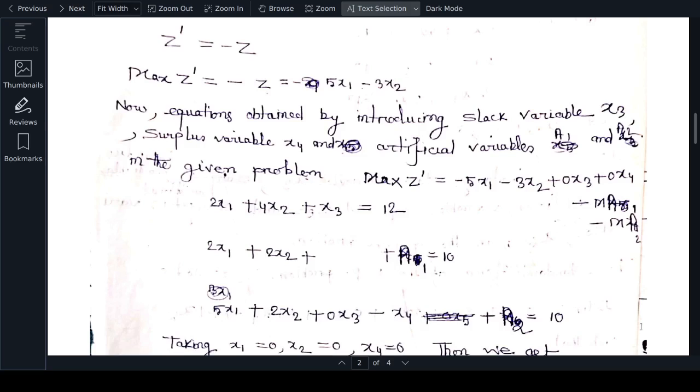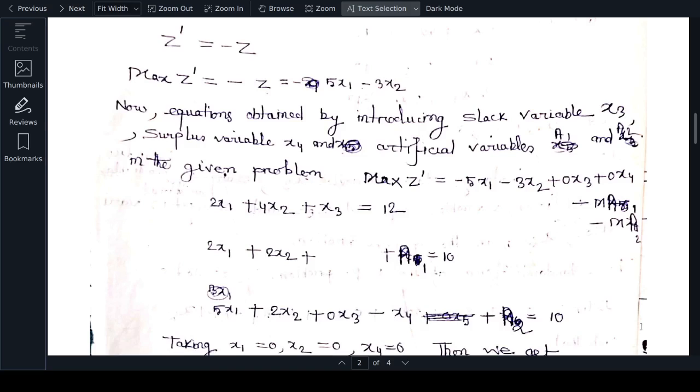Okay, in the given problem, then make z dash equal to minus 5x1 minus 3x2. Okay, and later I shall explain why we have written this here. Then twice x1 plus 4x2 plus x3 equal to 12.